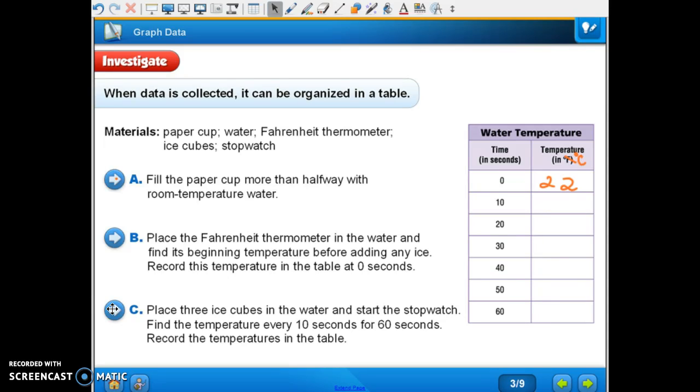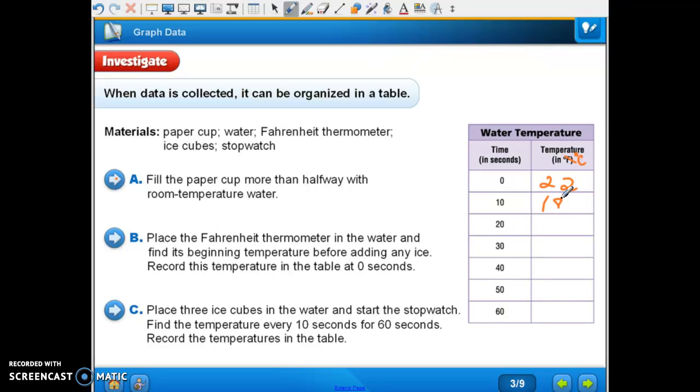Now this might be kind of tough to do. So we're going to go ahead and add the 3 ice cubes. And I'm going to start my watch. And I'm going to stop it at 10 seconds, and we're going to see what temperature it is. Okay, it's now dropped to 18. So let's write 18 in there.